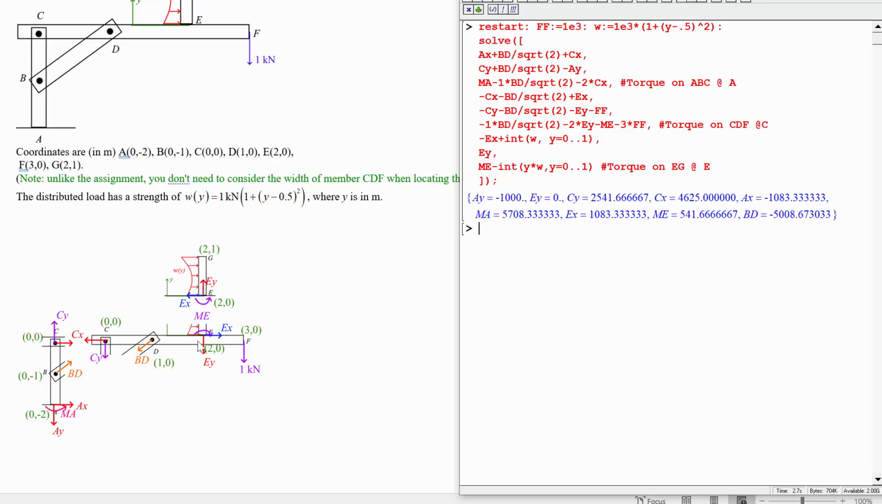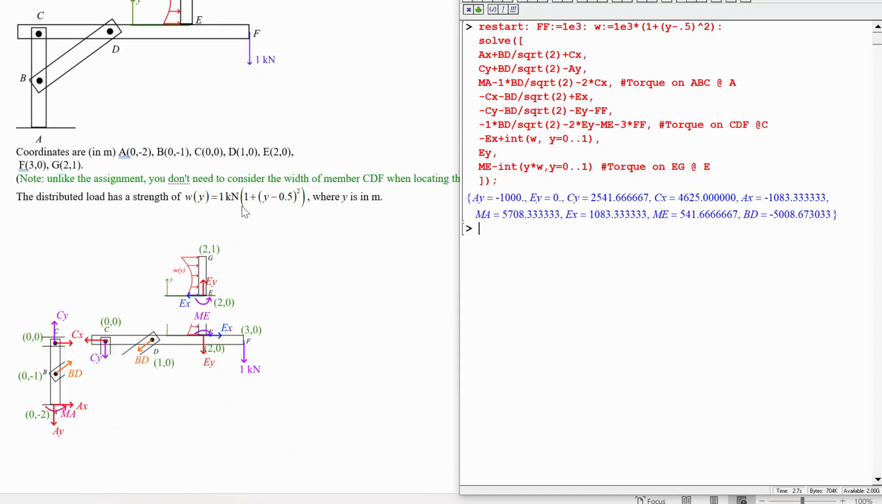Okay, AY is negative, meaning it's actually pushing up. That's because this one's pushing down by 1000, so we need to counteract that by pushing up on the whole thing by 1000. Yeah. So CY is actually positive, meaning we're pushing up here, we're pulling up on this there because BD is pushing with this 5000 force. It needs to be that much to counteract the moment applied by these things on CDF to stop it from rotating about point C.